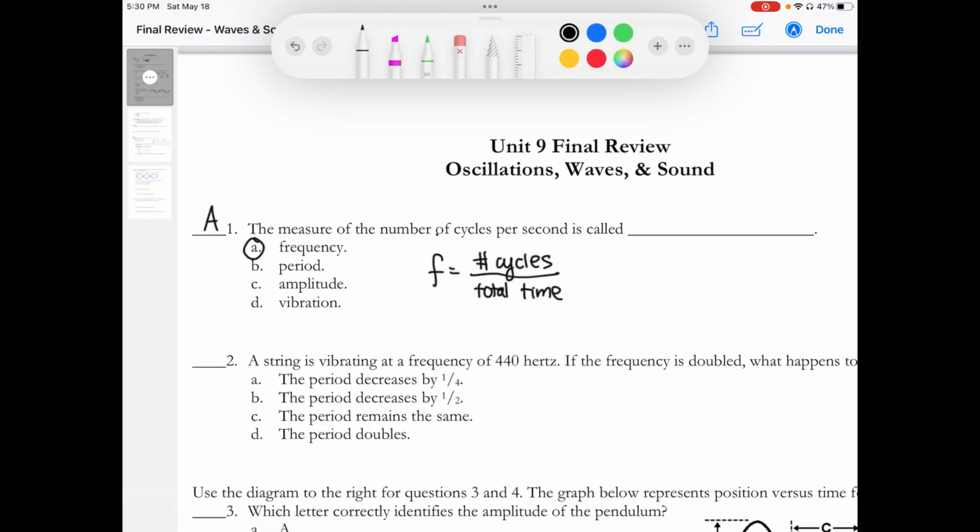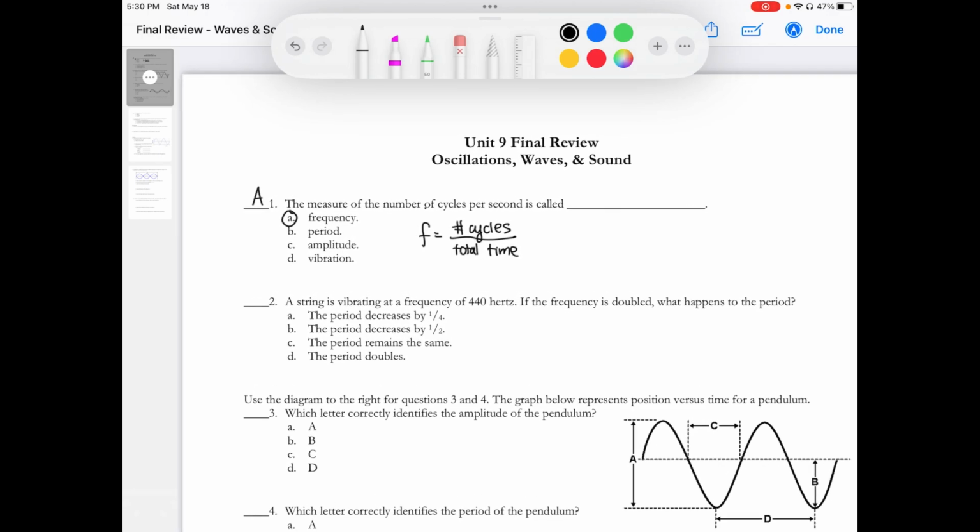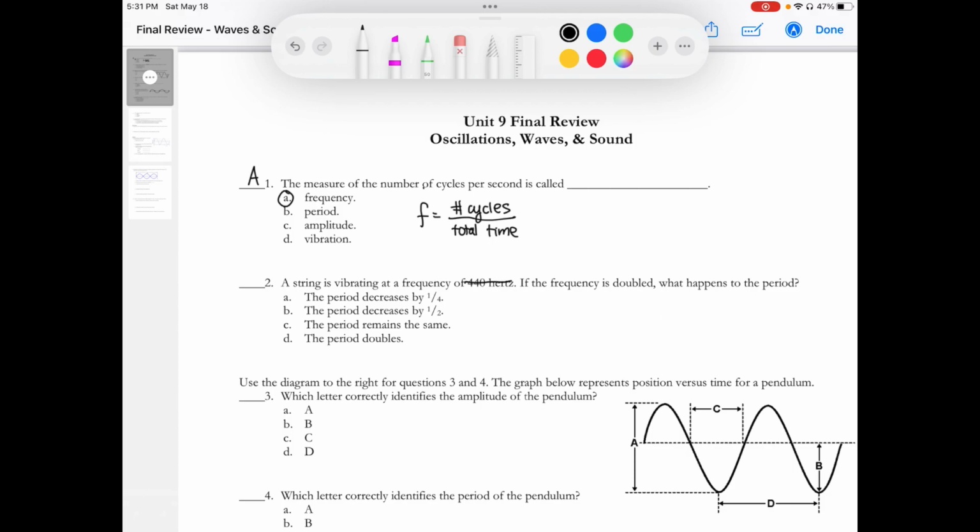Next, a string is vibrating with a known frequency of 440. If the frequency doubles, the time period is going to get cut in half. The 440 is extraneous, or extra information, because you can answer this just from the other half of the problem. Frequency is inversely related to time period, and it's a perfect inverse with no extra number up top. So if you doubled the frequency, it would cut in half the period.